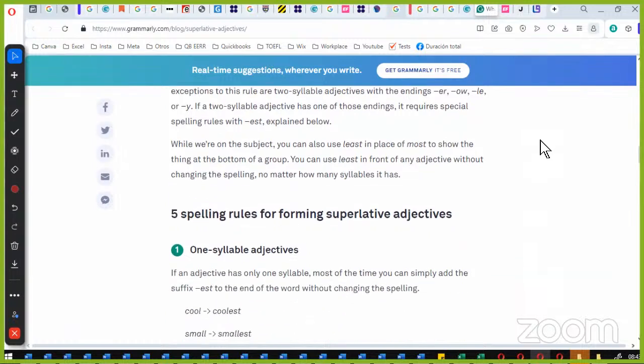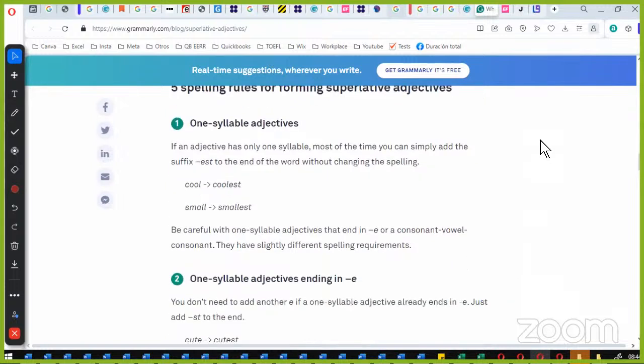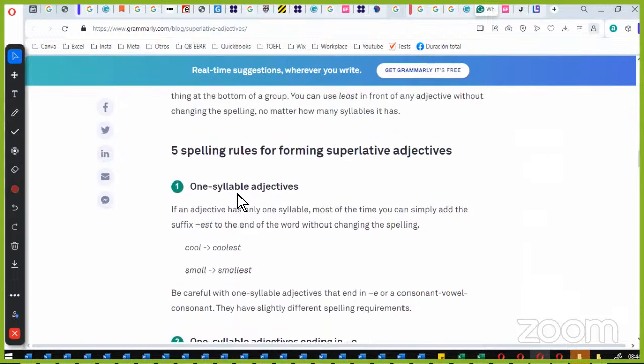While we are on the subject, you can also use least in place of most to show the thing at the bottom of a group. You can use least in front of any adjective without changing the spelling, no matter how many syllables it has. Okay, spelling rules.